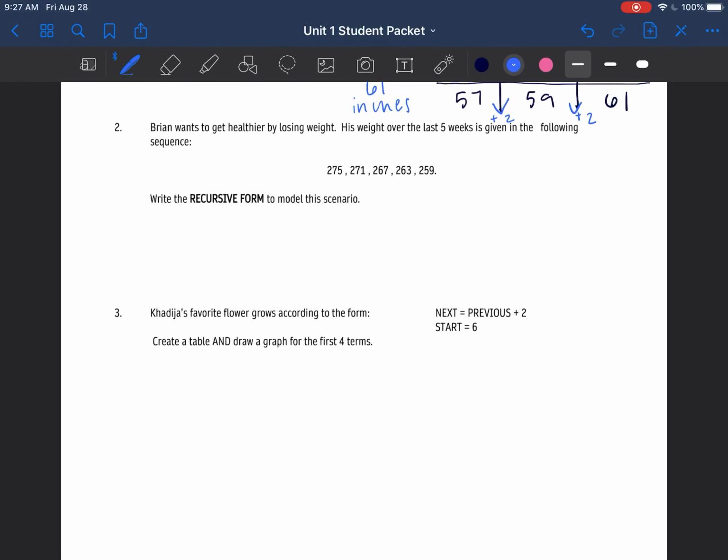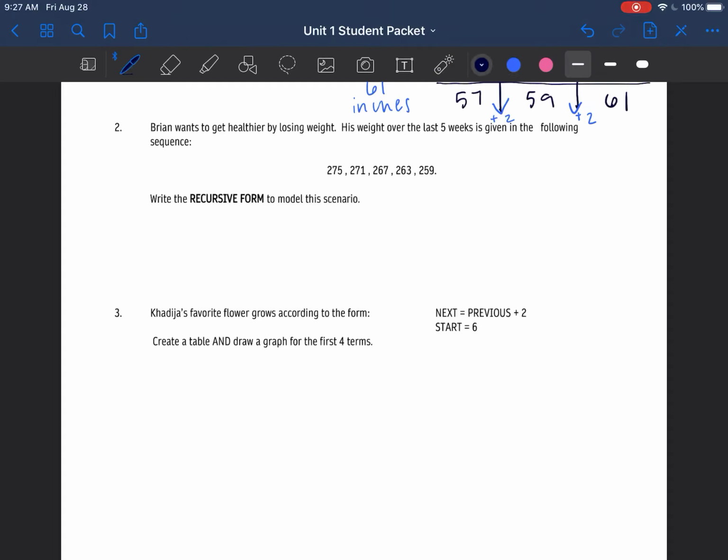In number 2, Brian wants to get healthier by losing weight, and his weight over the last 5 weeks is given in the following sequence. And we can see the sequence right here. Take a second to at least write this part down. We start at 275, then 271, 267, 263, and 259. And the directions ask us to write the recursive form that models that scenario.